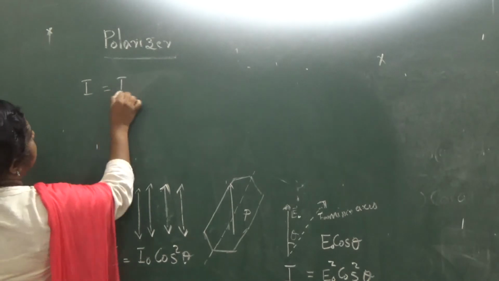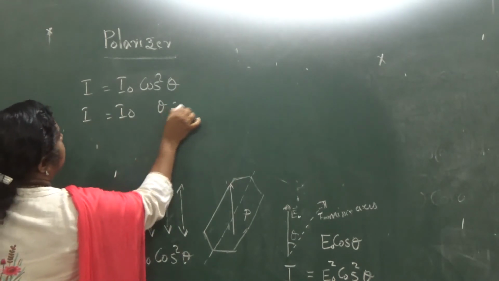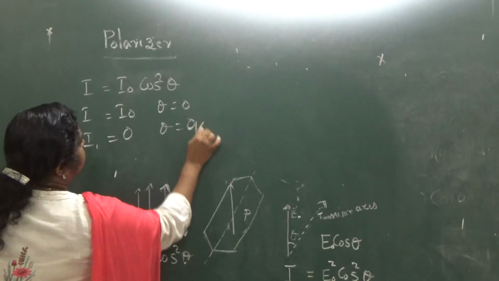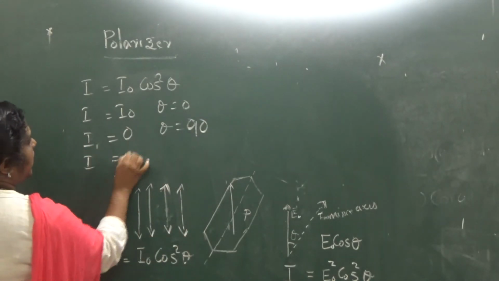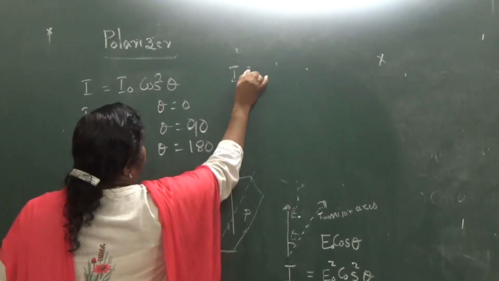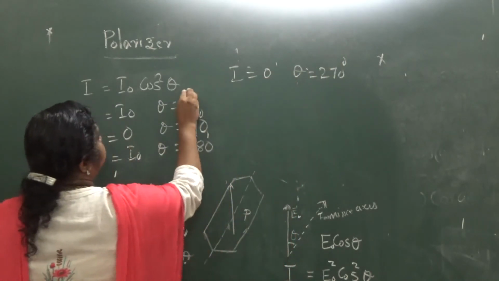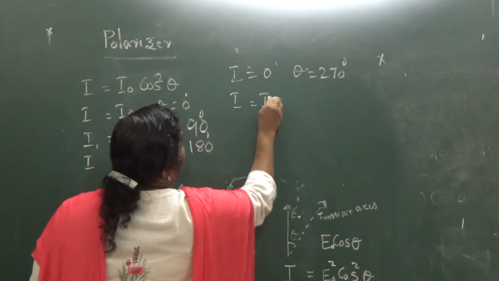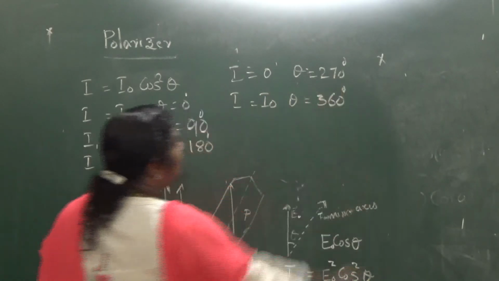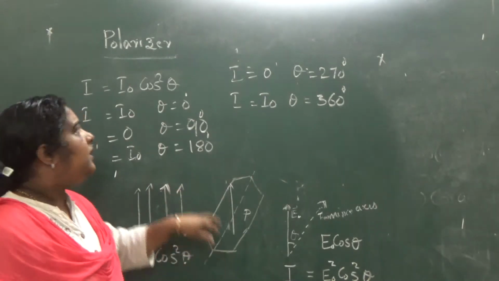I is equal to I0 cos square theta. I is equal to I0 when theta is equal to 0, I is equal to 0 when theta is equal to 90, I is equal to I0 when theta is equal to 180, I is equal to 0 when theta is equal to 270 degree, and I is equal to I0 when theta is equal to 360. So when you rotate the polarizer through 360 degree, a complete circle, you will get two maxima and two minima.